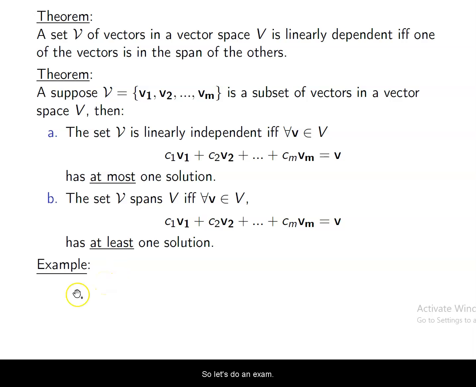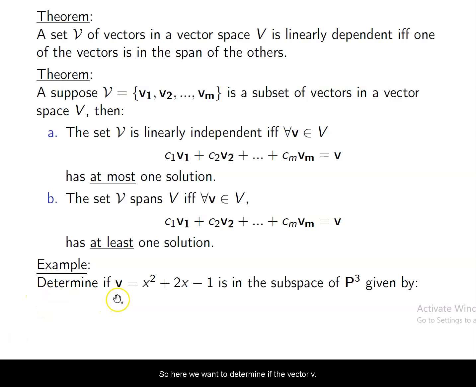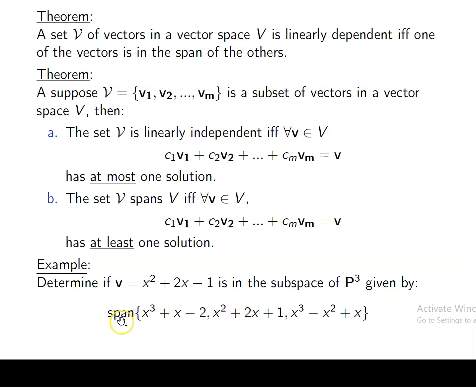So let's do an example. Again, we've seen all of this stuff before. We're just using a new idea of what we represent as a vector. So here we want to determine if the vector v, which is represented by this polynomial, is in the subspace of P3, which it is, given by the span of x cubed plus x minus 2, x squared plus 2x plus 1, x cubed minus x squared plus x.